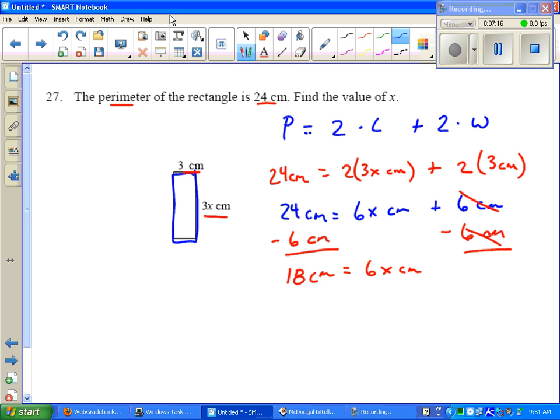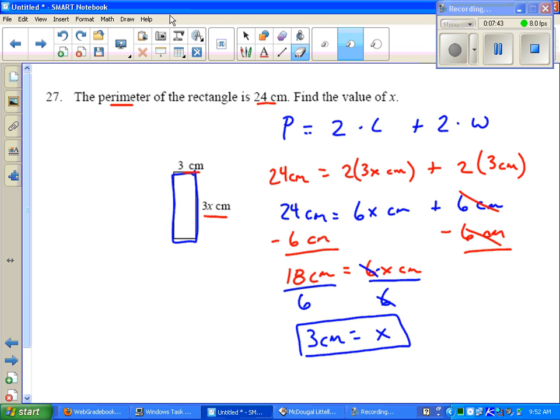6 times something, just like anything else we do, you can ignore the fact that it says centimeters, get rid of that by dividing by 6. This will cancel out. Divide the right by 6, divide the left by 6. 18 divided by 6 is 3 centimeters. Equals, all we have is x on this side. It's actually nothing changed other than you don't need to include the unit right here. X's value is not 3 centimeters. It's just 3, everybody. X is 3.